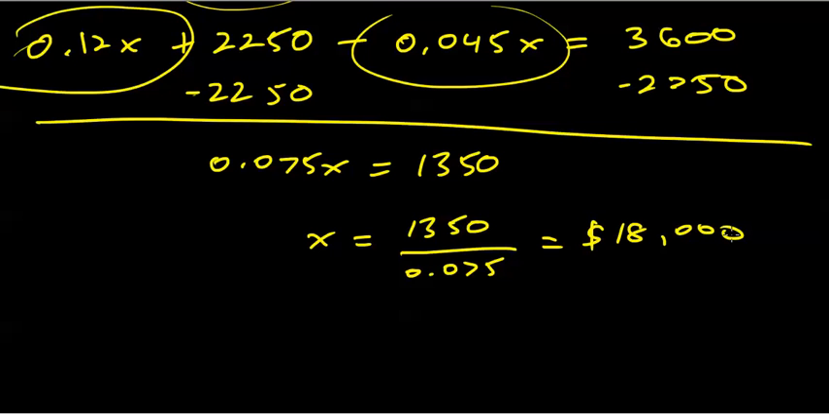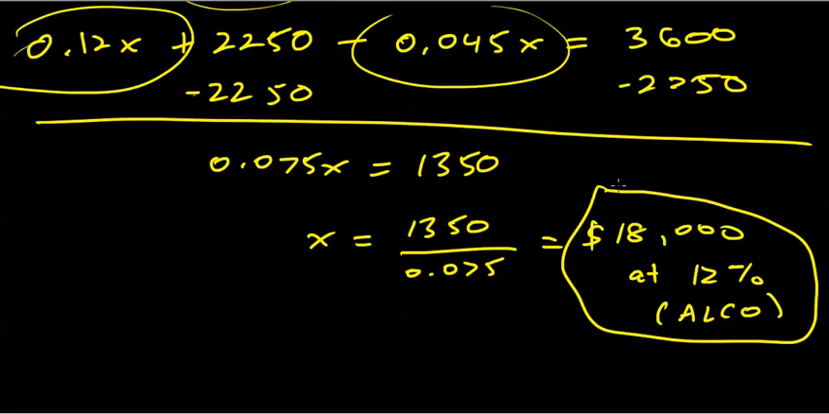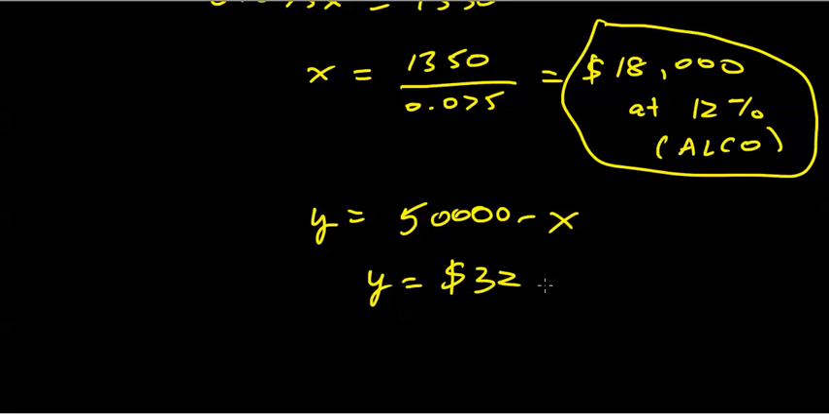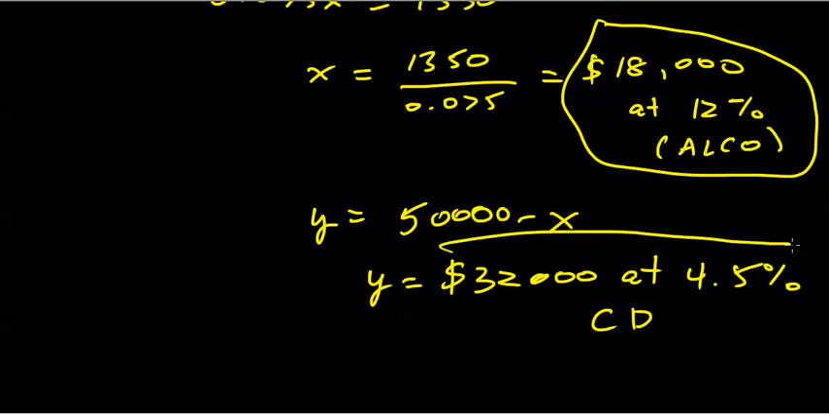$18,000 what? $18,000 invested at 12% in the ALCO account. Okay, so I'll box that. Well, how much is in the other account? Well, then Y is, of course, 50,000 take away X. You've got 50,000 total to invest. And if I subtract 18,000 from 50,000, of course, I get 32,000 invested at 4.5% interest, and that's the CD. So I'll box that too.